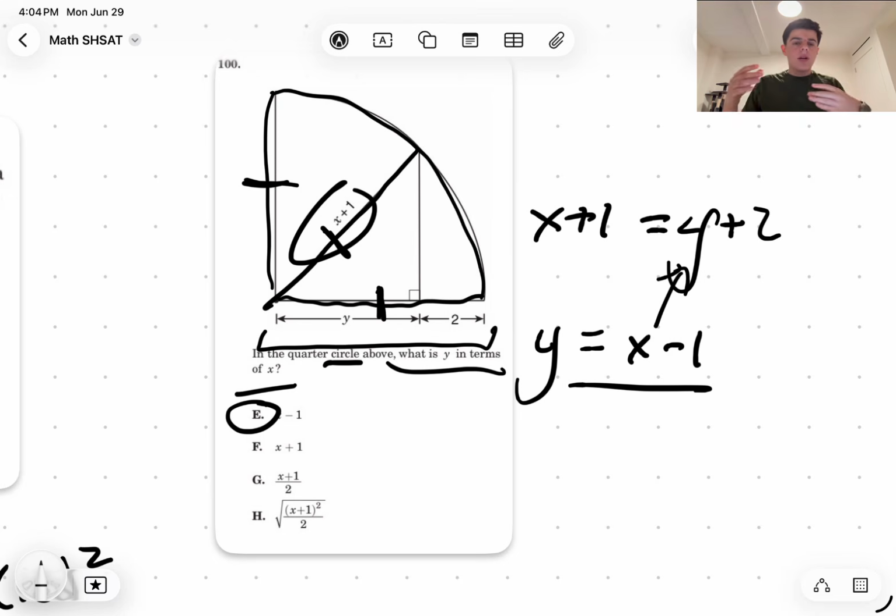So yeah, you see how they kind of incorporate different shapes and different things to try and complicate it, but at the end of the day, you are still using those basic skills. You just have to figure out how to use them correctly.